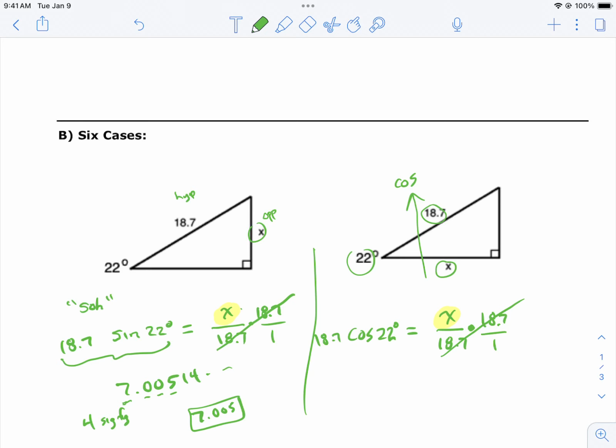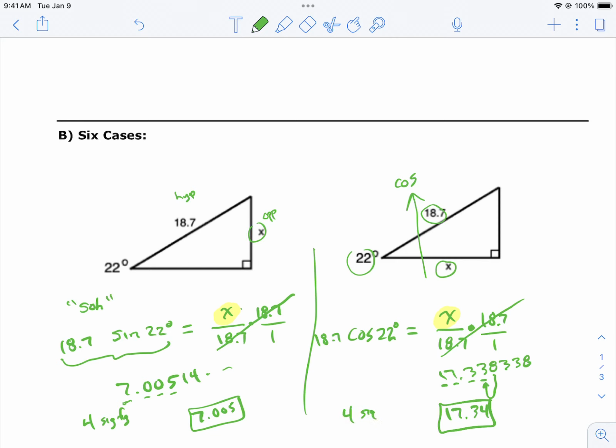And so what is x? X is, type it in, 18.7, hit the cosine button, hit the 22, bammo, 17 point, I got 3, 3, 8, 3, 3, 8, that's interesting. If I want 4 sig figs, that's my first sig fig, 1, 2, 3, 4. So that 8 means I should round that up to a 4. So 17.34 would be my answer to 4 sig figs.